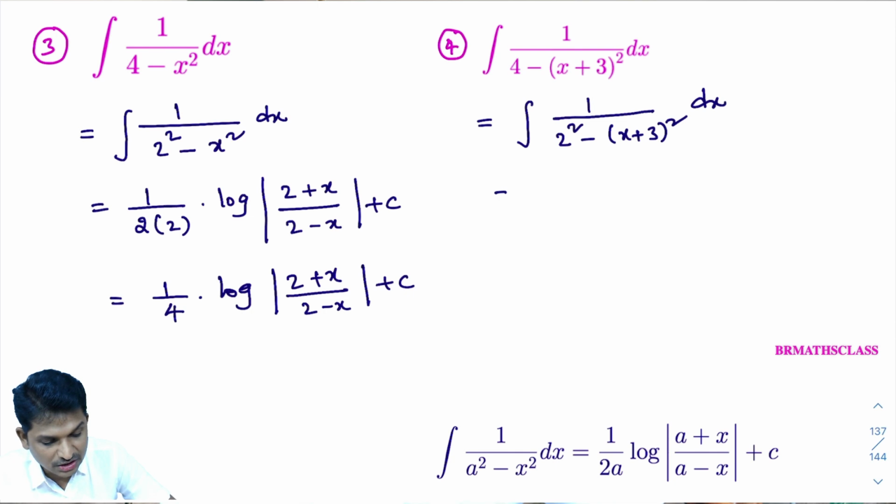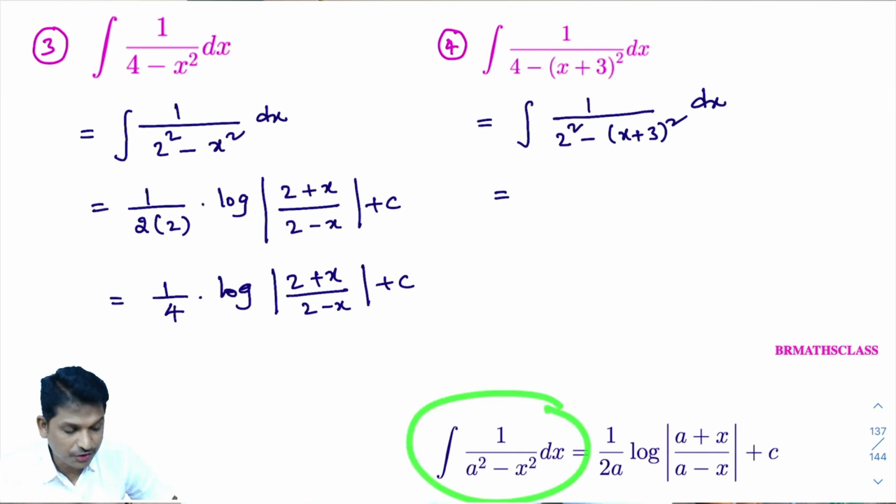So what I am trying to say is, this is the formula you learn. In this formula, in place of x, if ax plus b is there, we will write its answer directly. How to write its answer directly?